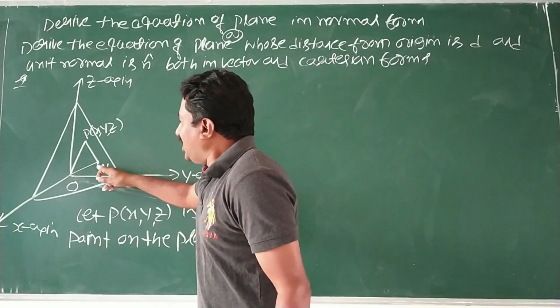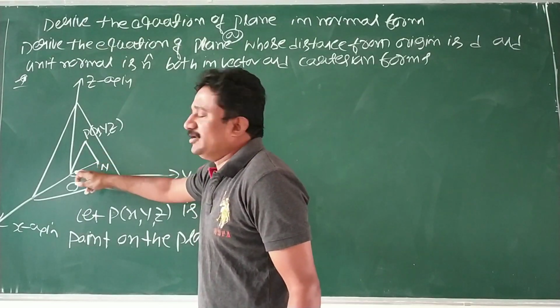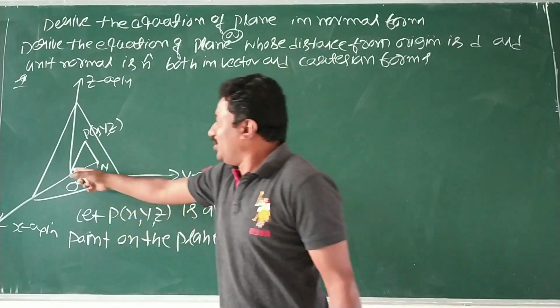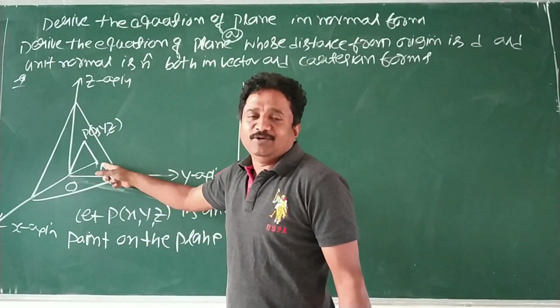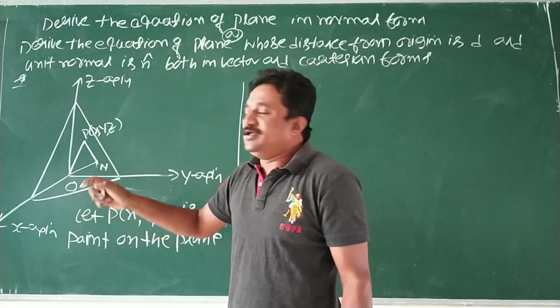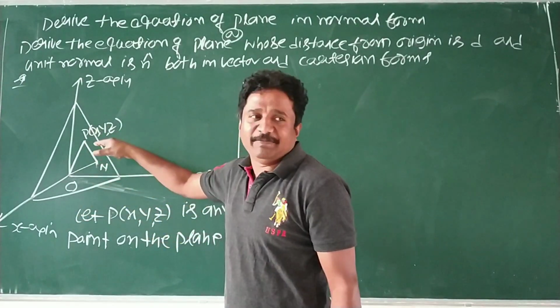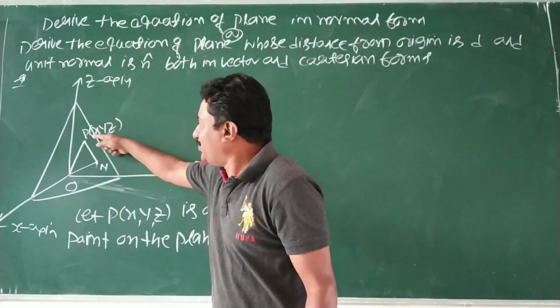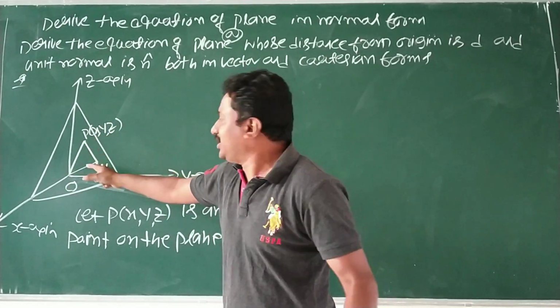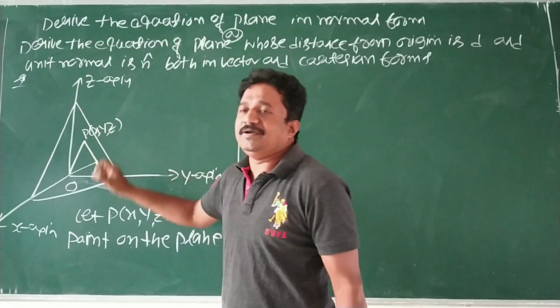ON is always perpendicular to NP. Correct? Because ON is the perpendicular drawn from the origin to the plane. ON must be perpendicular to NP, where Pxyz is any point on the plane. From the figure it is so clear that ON is perpendicular to NP.